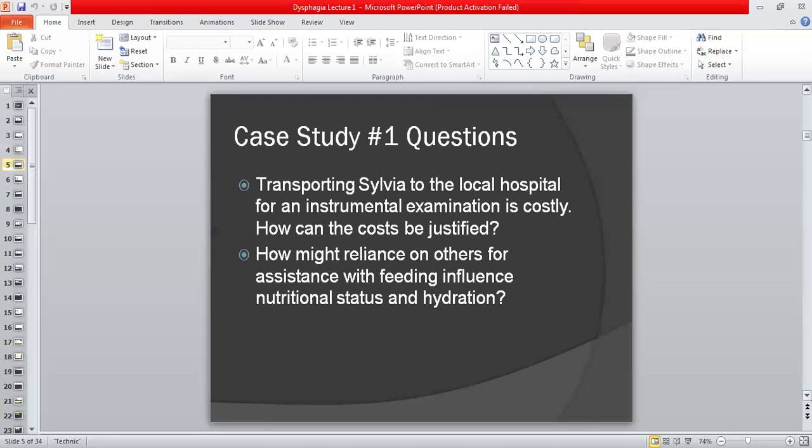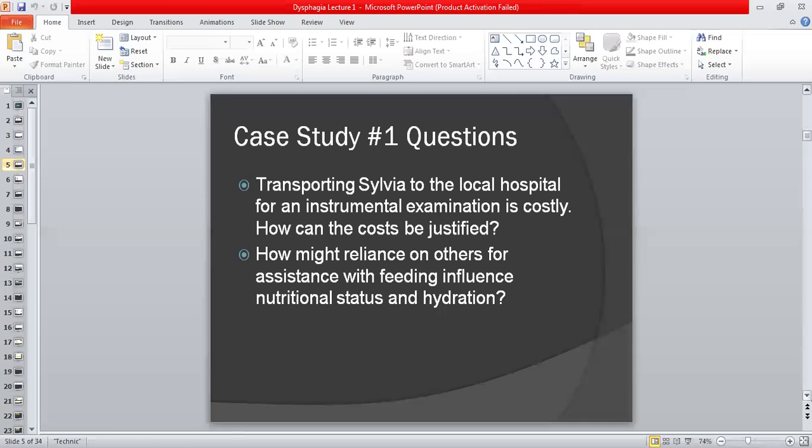Now, there were certain conditions which were observed and which were actually felt by the practitioners, that is, how to transport Sylvia to a local hospital. Now, since Sylvia was 78 and she has to travel from her living area to the hospital, it's quite a procedure. So we need to understand that it is going to be costly. So that is issue number one.